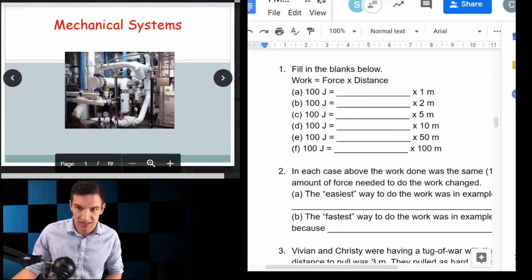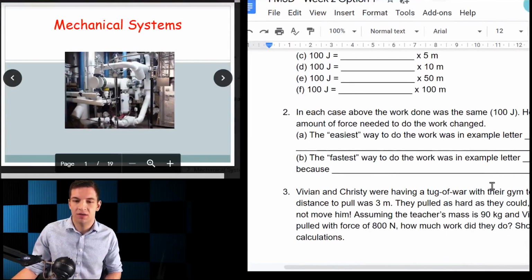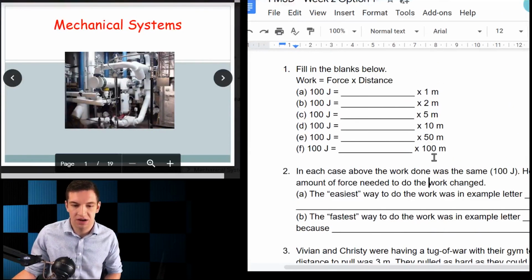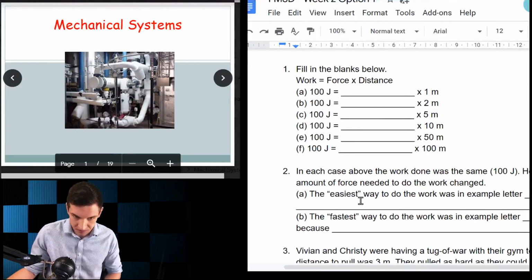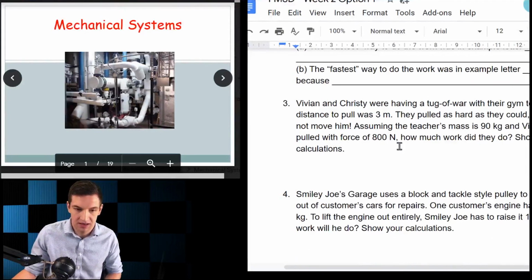Other than that, for this assignment, there's a bunch of word problems, but what I want you to do is try to distinguish the variables on all of this. So in each case above, work done has been the same, 100 joules. However, the amount of force needed to do the work has changed. The easiest way to do work was in example letter because... So basically this is asking you to tell me why one of these is easier than the rest. Okay? So there's a bunch of word problems and it's just basically using these 3 variables. Okay? It's using force, distance, and weight.